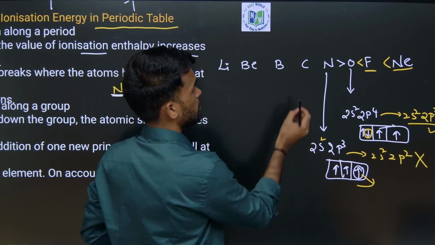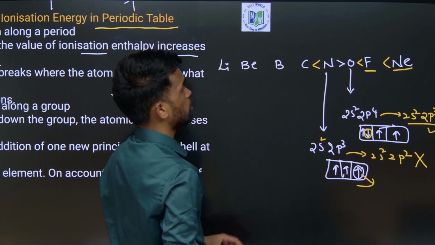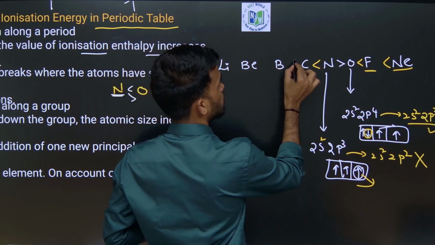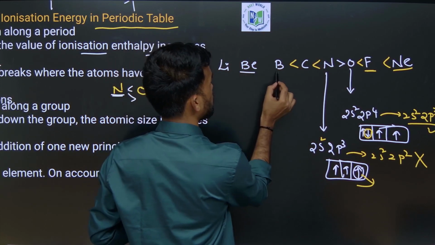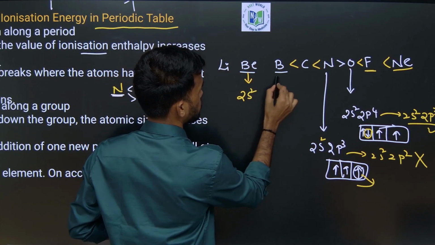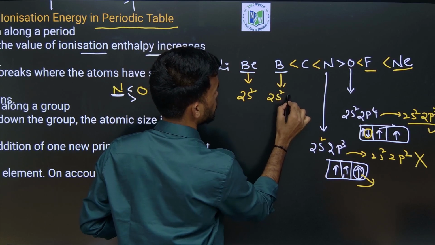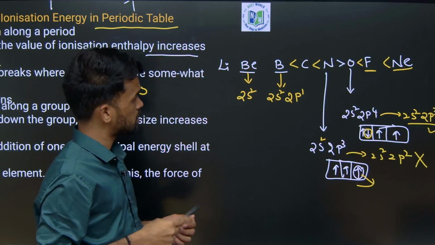Then next, when we compare carbon and nitrogen, we already discussed. Now when we compare boron and carbon, carbon will have more. Now when it comes to beryllium and boron, what is the beryllium electronic configuration? 2s2. For boron it is 2s2 2p1. So here we can say two things.